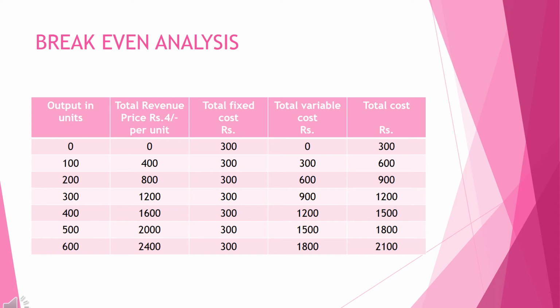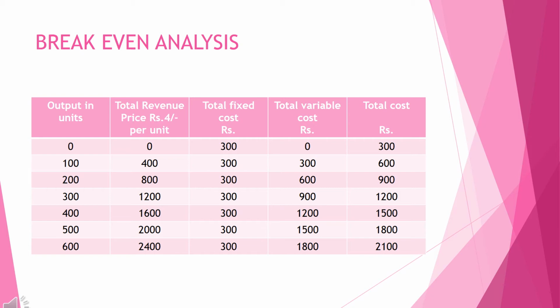The price of the commodity is kept constant at rupees 4 per unit. That is, perfect competition is assumed. Therefore, the total revenue is increasing proportionately to the output. All the units of output are sold out. The total variable cost is assumed to be increasing by a given amount throughout.